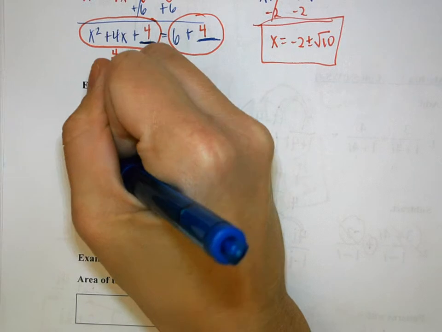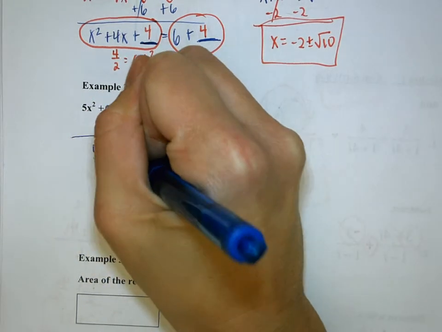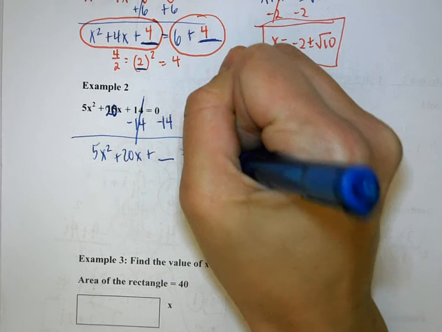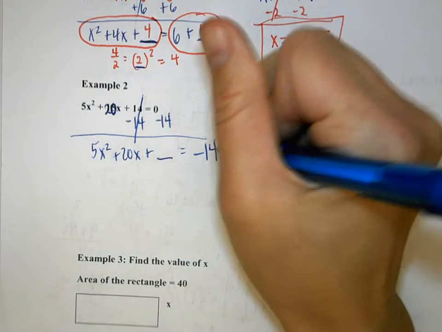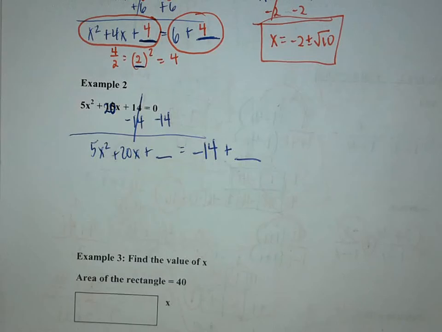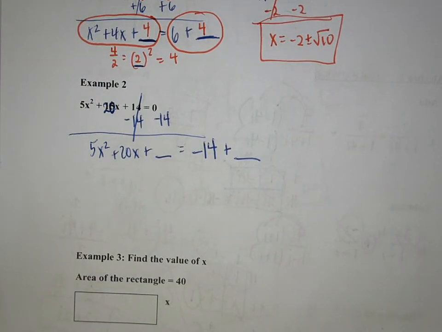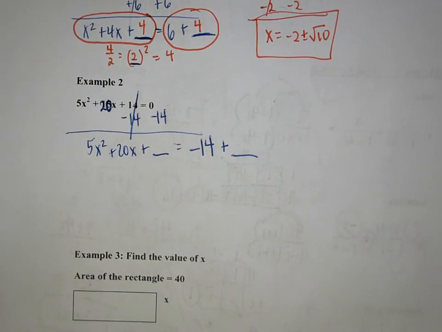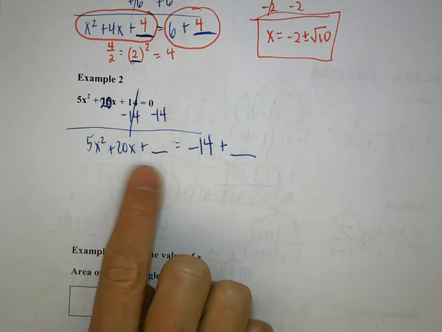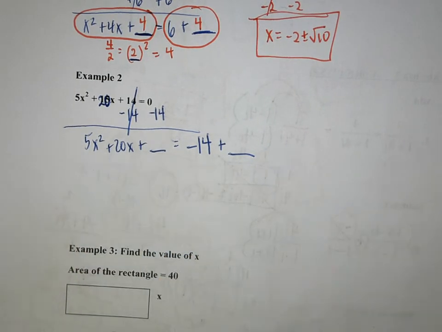Okay, so I have 5x squared plus 20x plus blank equals negative 14 plus blank. Okay. So far, so good? All right. So since we have this, could 5 and 20... Oh, yeah. Okay, but we can't divide everything and get rid of that number. And so what we're going to do is we are actually going to take out the GCF.